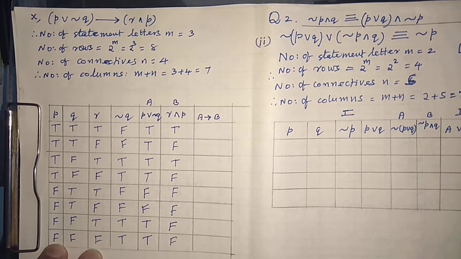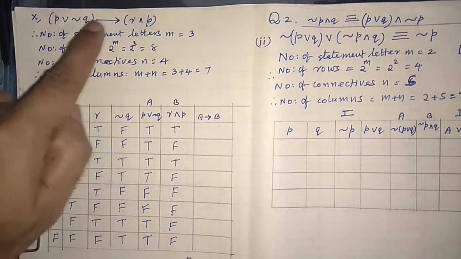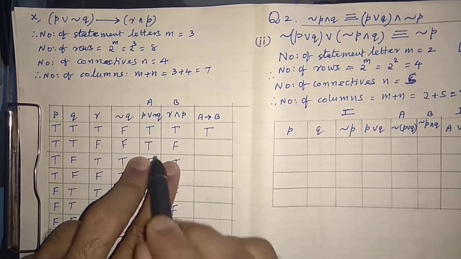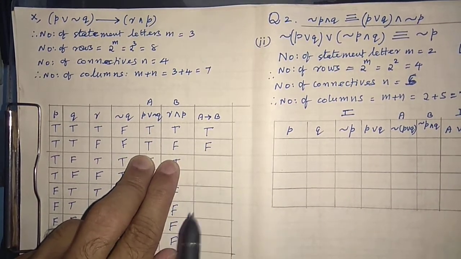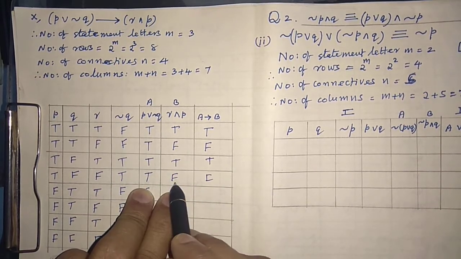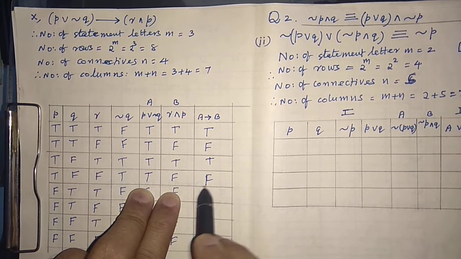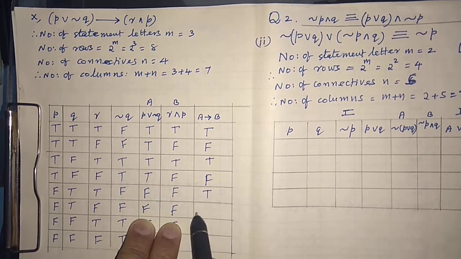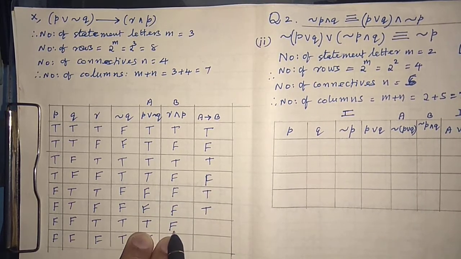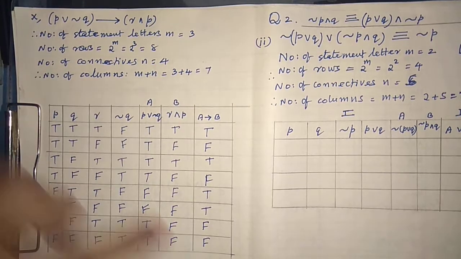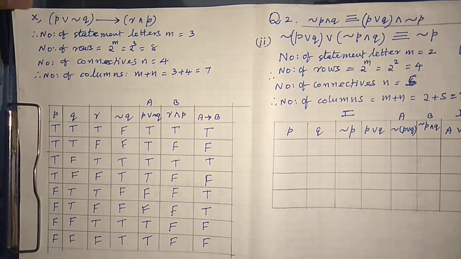Here also F only. Now these two statements, first and second, symbol implication. First, second, both are T, T. First is T, second is F, then it is F. Here first is T, second is F, so then only it is F. T, F. Here T, T. First is T, second is F, it is F. Here also F.